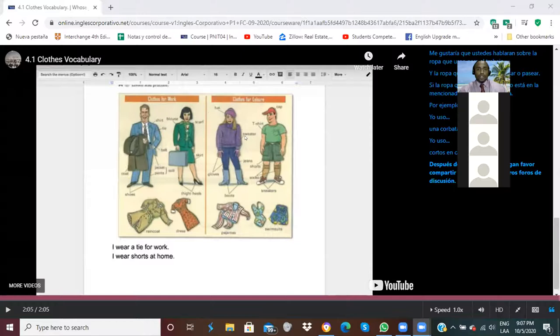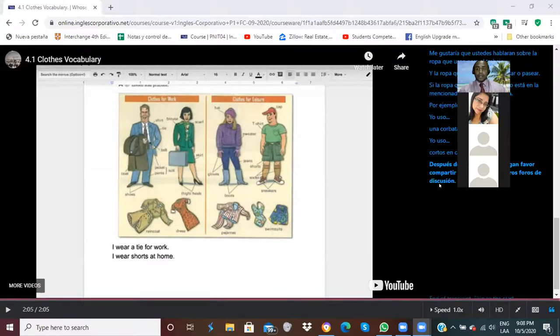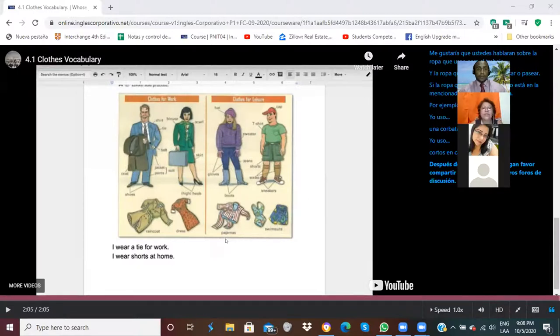Hat. Sweater. Gloves. Jeans. Boots. Cap. T-shirt. Shorts. Socks. Sneakers. Pajamas. Swimsuits.